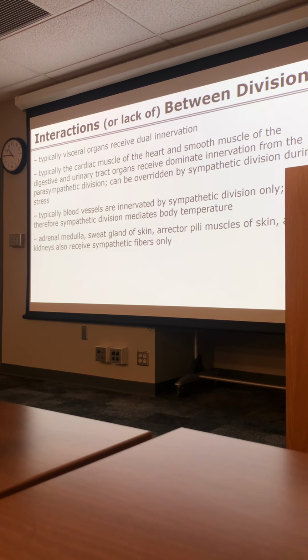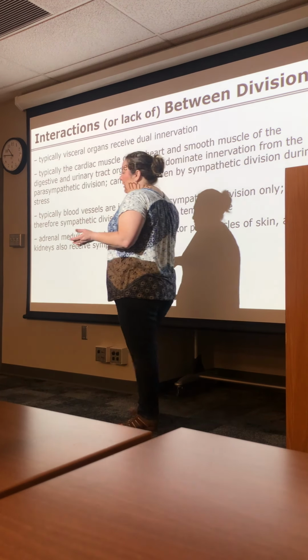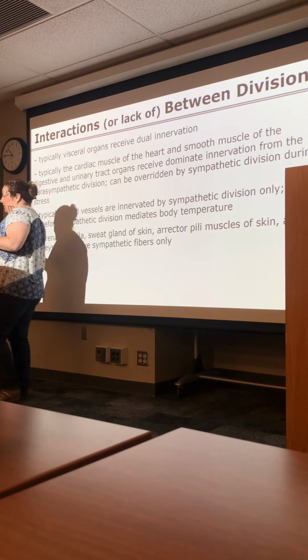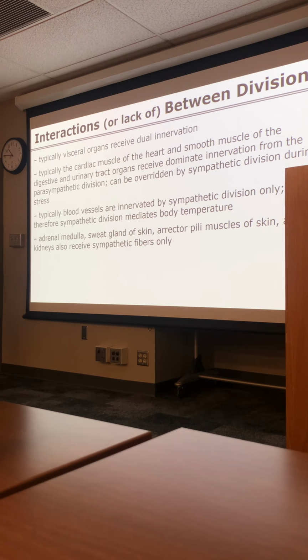So kind of tying this up, what we want to see is sort of the interactions or lack of between the two divisions of the autonomic nervous system. And typically when we look at that smooth muscle, cardiac muscle, and those glands, we're typically going to have dual innervation. So one division is going to excite that smooth muscle, cardiac muscle, or glands, while the other division is going to inhibit it. Typically at rest, what we see, for example, is that the cardiac muscle of the heart and smooth muscle of the digestive tract and urinary tracts receives a dominant innervation from the parasympathetic division. Obviously, though, if a bear jumps out in front of you, the sympathetic division in times of stress is going to be able to override those and take over.